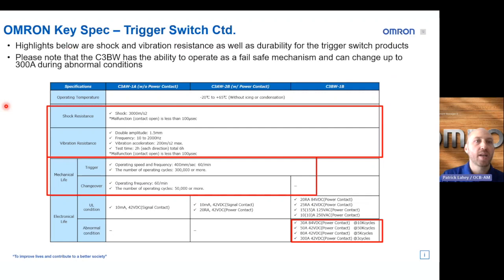So for the key specs continued, I just wanted to highlight the shock and vibration resistance, as well as the durability, as those are very key specs for the trigger switches. And then also I wanted to highlight that abnormal switching capacity, where for the fail-safe mechanism, we can get up to switching 300 amps for very, very limited cycles.